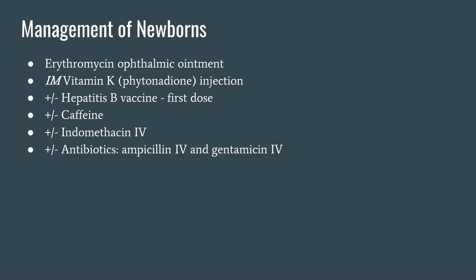Indomethacin can be given IV, and this is for prevention of intraventricular hemorrhage in premature infants. And antibiotics such as ampicillin and gentamicin can be given for the first 48 hours after birth for a sepsis rule out for babies that meet certain criteria, such as maternal history of infection or preterm labor.